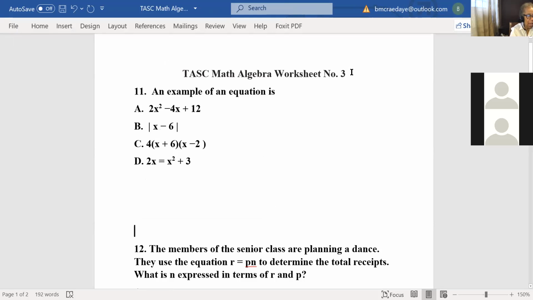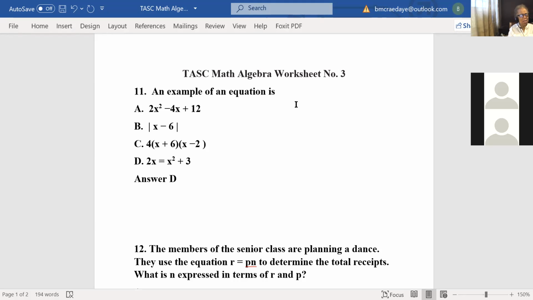Algebra worksheet number 3. Okay. Which one is an equation? A, B, C, or D? Which one? I don't hear you. You're breaking up. Say A. A, Vanessa? A, Miss Barbara. Is that an equation? No, I can't remember. That's an expression. An equation has to have an equal sign. Or D. Yes, you remember? It's D, yes. Answer D.